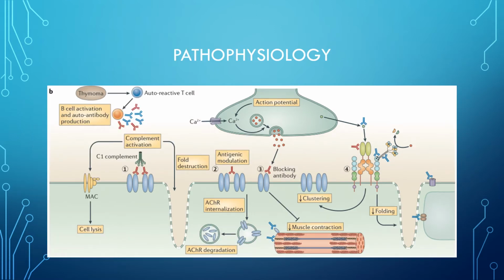So in myasthenia gravis, we have these antibodies that are produced by B cells, and these antibodies are, again, typically targeted against the acetylcholine receptor. So even though we have calcium coming in, binding to the vesicle, and releasing acetylcholine, the acetylcholine can't actually bind because these receptors are being bound up and destroyed. So then we have no muscle contraction at all.